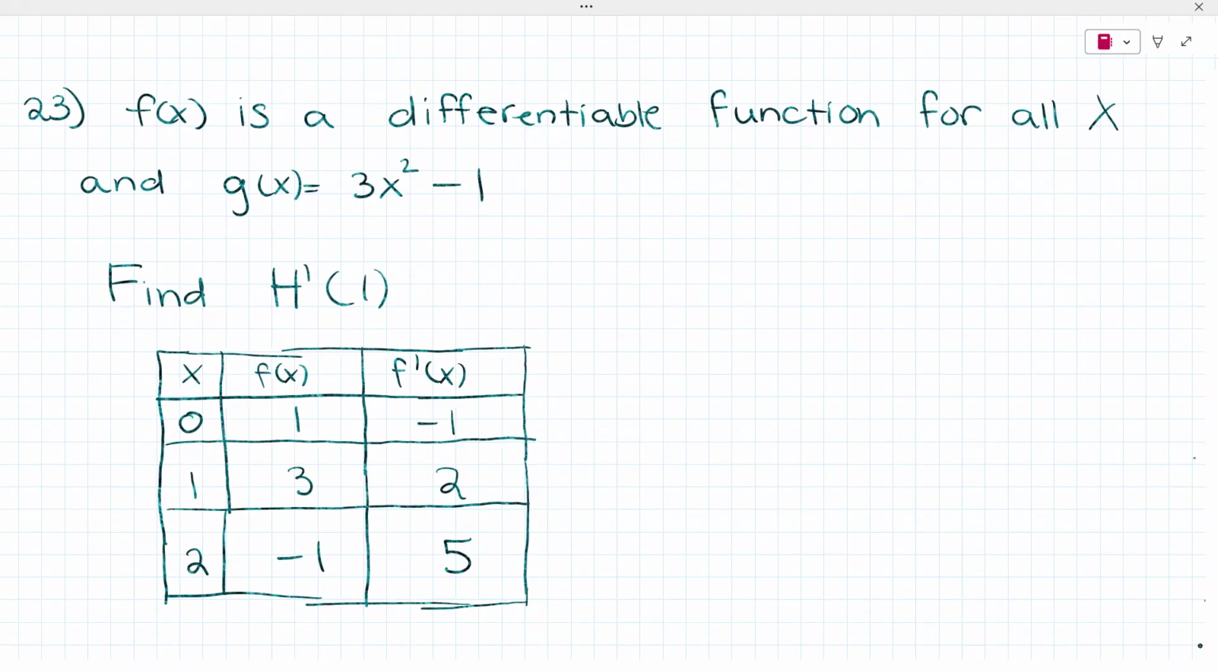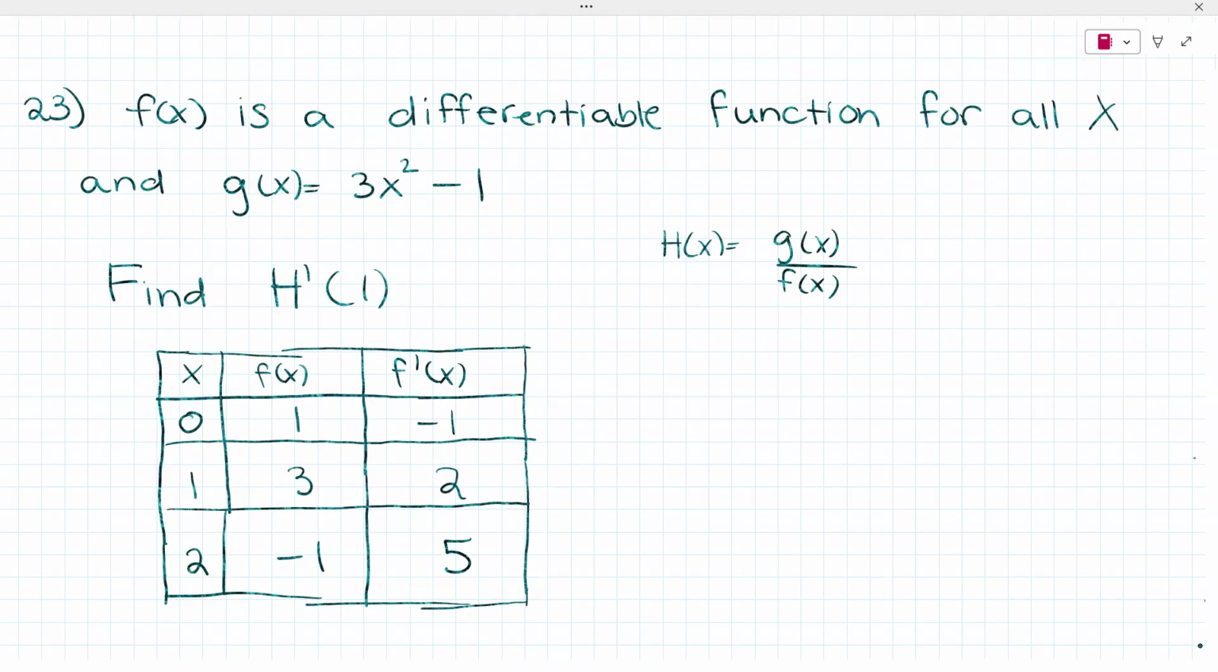What do we know? We know that h of x is g of x over f of x. That should be given. I didn't write that down. So this is also part of the problem. h of x equals g of x over f of x. This should be given. I didn't write that down.